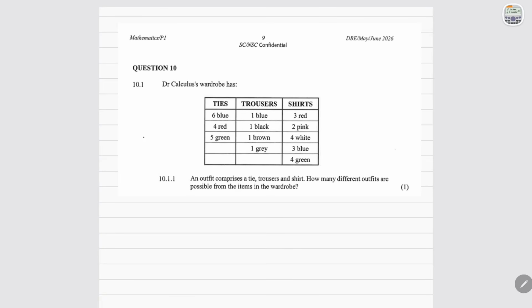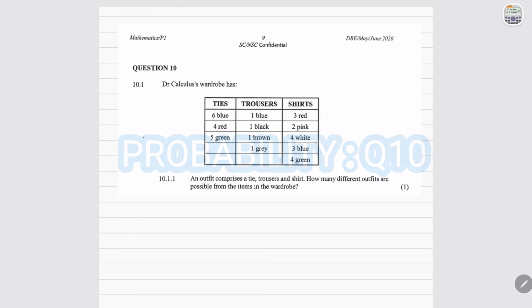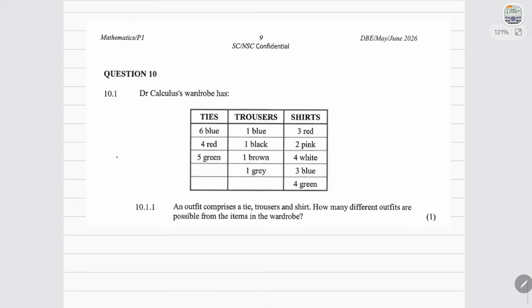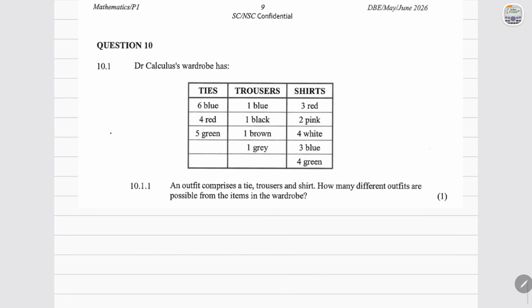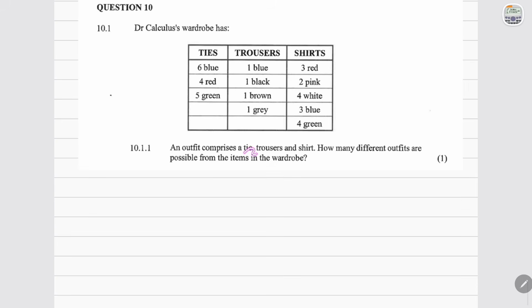In this video, we'll be working on the probability section of the Mathematics Paper 1 for May-June 2026. Okay, so we're on question 10, and 10.1 says, Dr. Calculus's wardrobe has ties, trousers and shirts. There are 6 blue ties and red, green, so they're different colors, but they still count as ties. These are just the different types of ties that he has, and then trousers and then shirts. So 10.1.1 says, an outfit comprises a tie, trousers, and shirt. How many different outfits are possible from the items in the wardrobe?